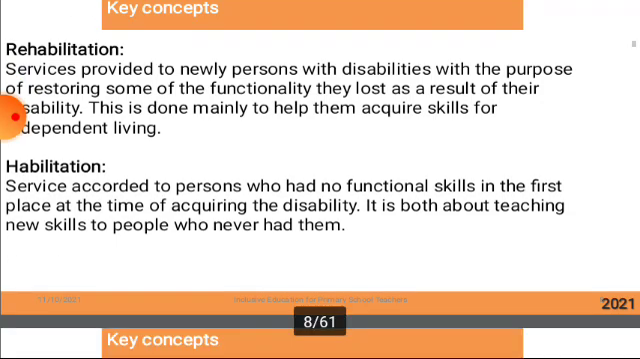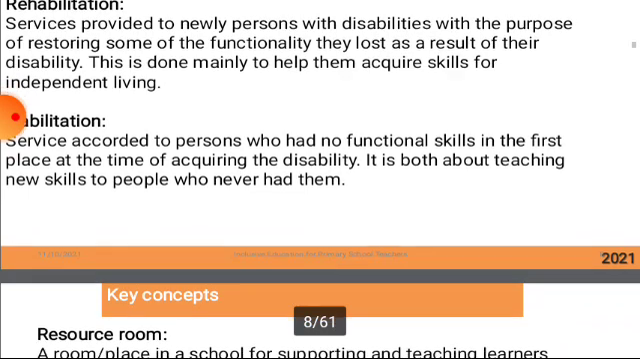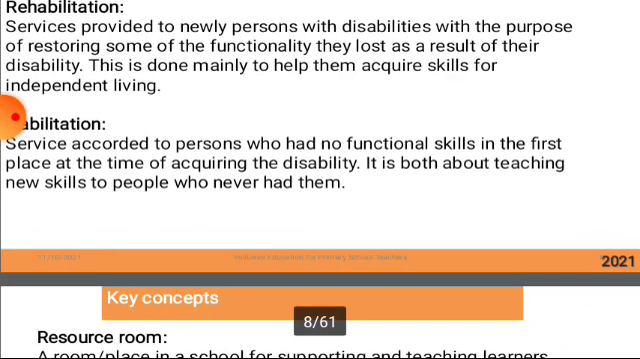Then let's talk about rehabilitation. Rehabilitation refers to services provided to persons with disabilities with the purpose of restoring some of the functionality they lost as a result of their disability. This is done mainly to help them acquire skills for independent living.